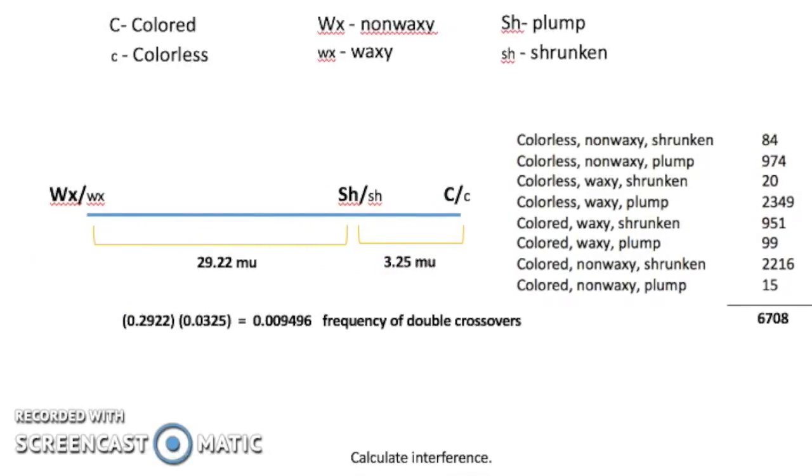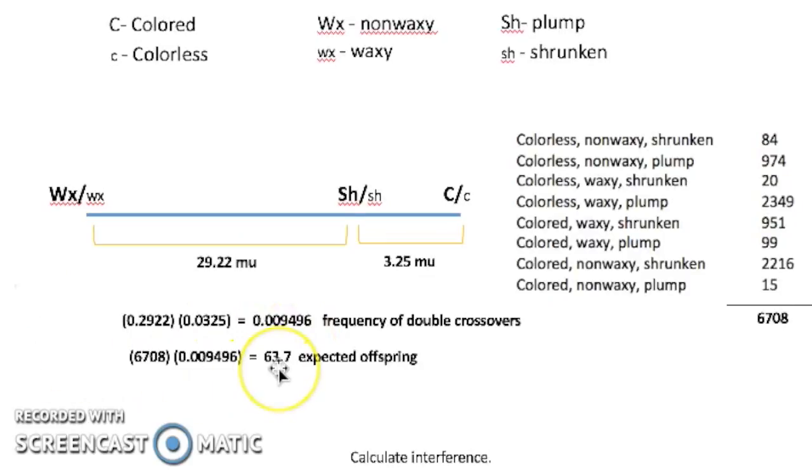Okay, so now let's figure out the interference. So to do this, we take our map units between the different genes and convert them back out of the percentage form. So like the 29.22 will switch back to 0.2922, and the same thing with the 3.25. So we multiply those numbers together, 0.2922 times 0.0325, and we get this number here, which is giving us the frequency of the double crossovers that can take place.